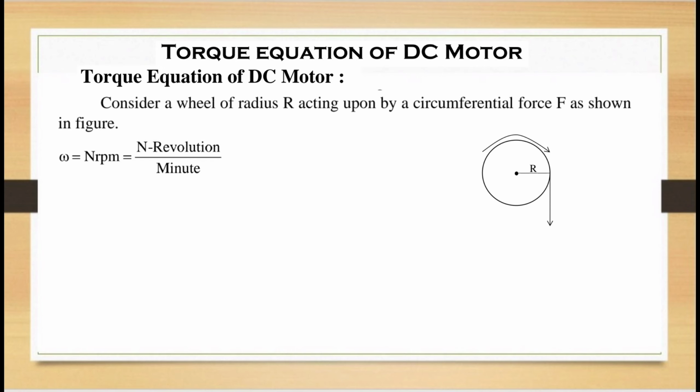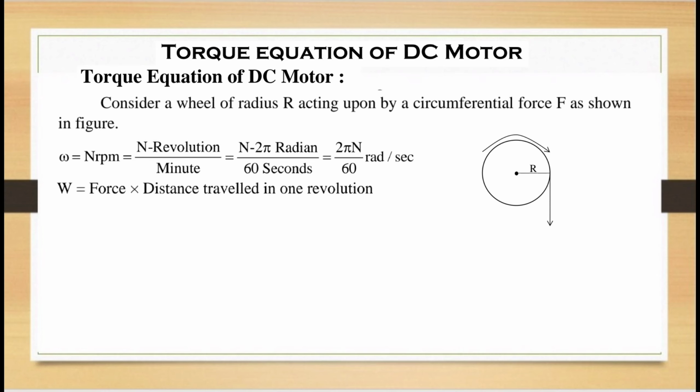which equals n revolutions per minute. That means omega equals n into 1 revolution means 2 pi radian by minute means 60 seconds, which equals 2 pi n by 60 radian per second. But we also know that work done in 1 revolution is W equals force into distance travelled in 1 revolution. Therefore, work done W equals F into 2 pi r.